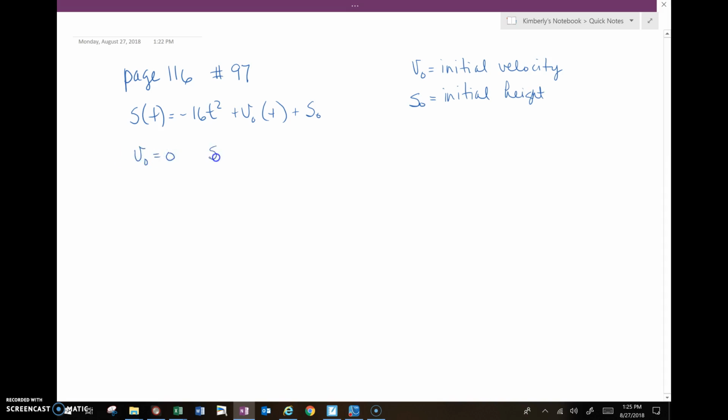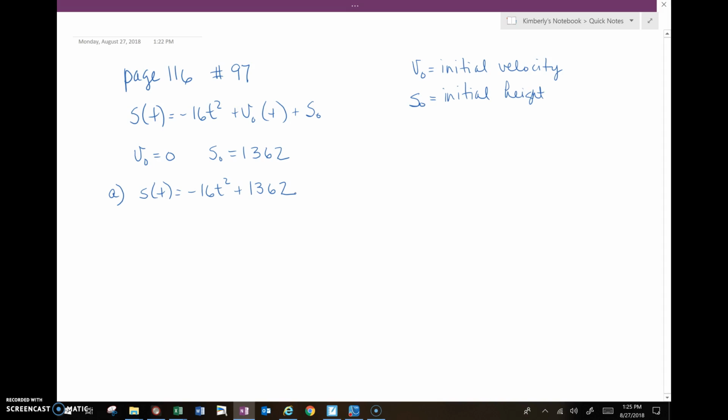And the height of the building is our initial height, and that is 1,362 feet. So part A wants to know, for our situation, what is the position function? So s of t equals negative 16t squared. The 0 wipes out the t, and then plus 1,362. So there's our position function.